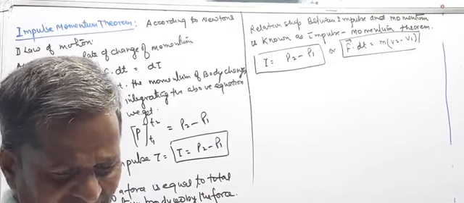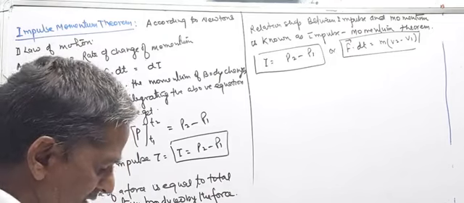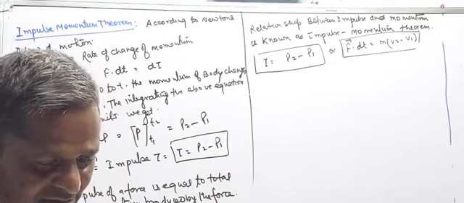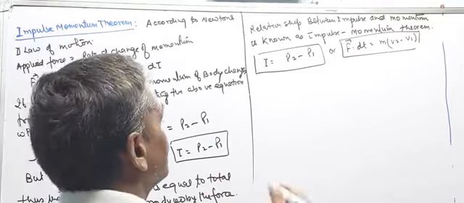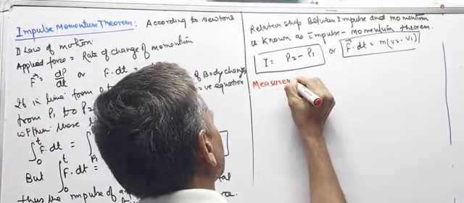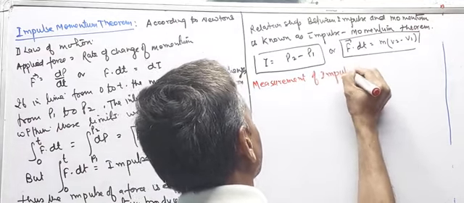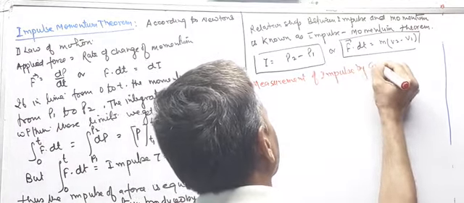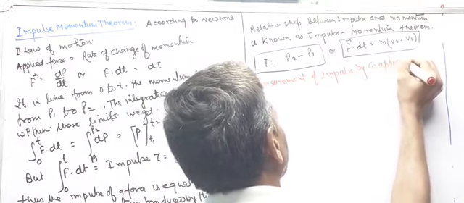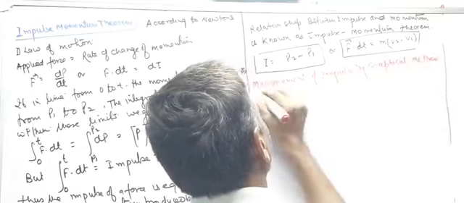Measurement of impulse by graphical method.